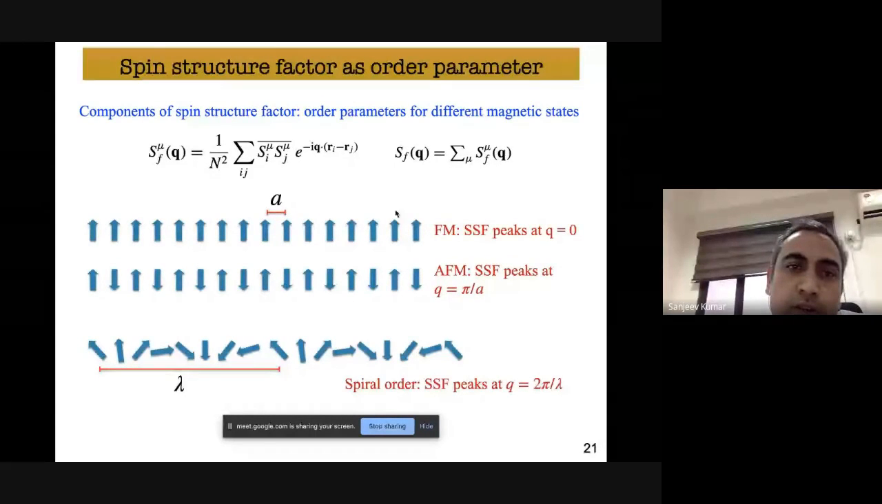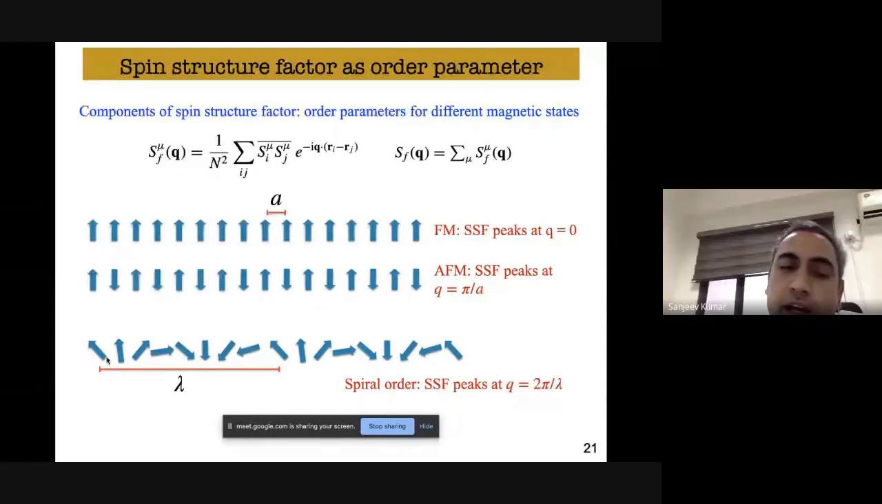And just to give a very brief glimpse of what this measures. If I have a ferromagnetic order, then the spin structure factor will show a peak at q equal to 0. If the order is antiferro type, then the structure factor will show a peak at pi by a.